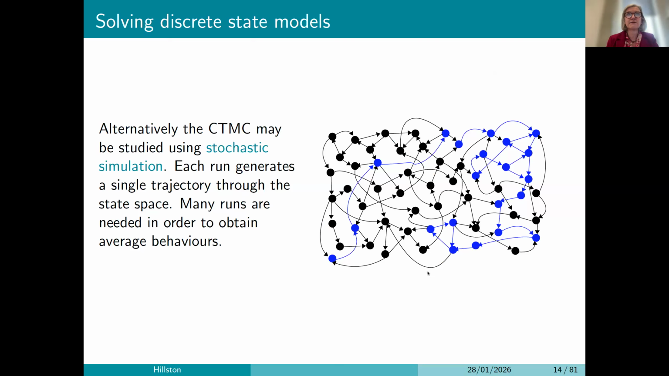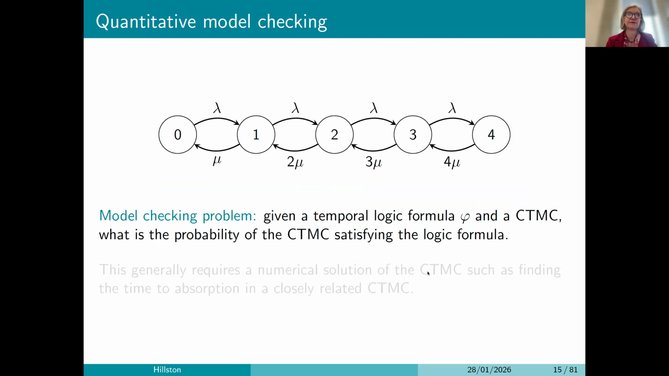And then when the CTMC is large, we instead use a stochastic simulation. So each run of the simulation generates a single trajectory through the state space, and we can then observe these measures that we're interested in, but we will need to make many runs in order to get the average behaviour that we're interested in. So this is just a very simple example of a state space so that I can talk about the idea of model checking, which I'm coming on to now.